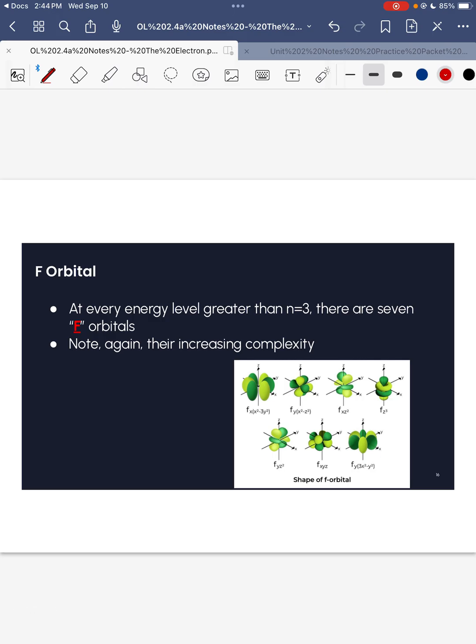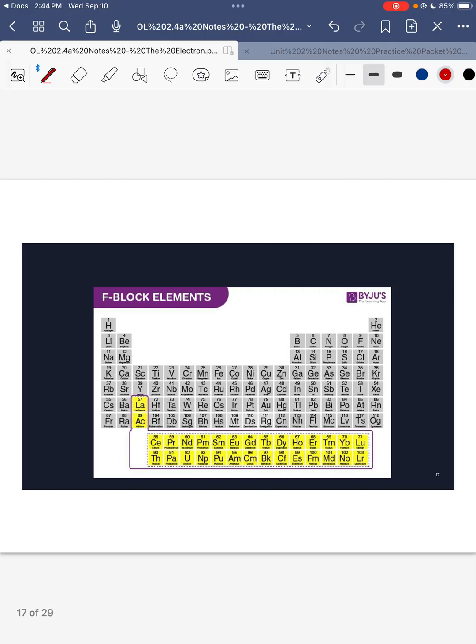Our F block is a little crazy. It's kind of freaky looking, F for freaky maybe. At every energy level greater than n equals 3, there are 7 F orbitals. And again, they look really crazy. They just look like something like that. The F block is kind of an odd group. It's down here in the lanthanide and actinide series. So if we're to consider something in the F block, there are 14 possible electrons, so 7 rooms or 7 orbitals within the F block.